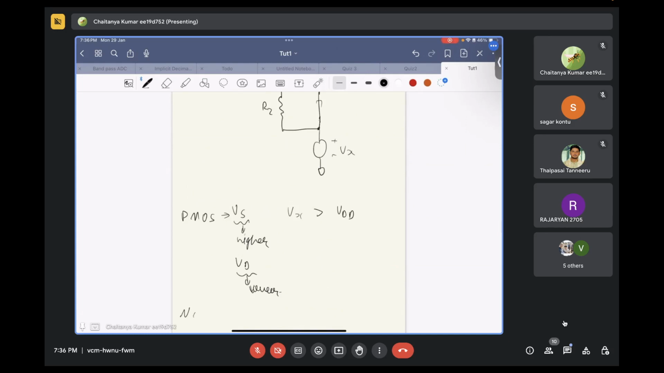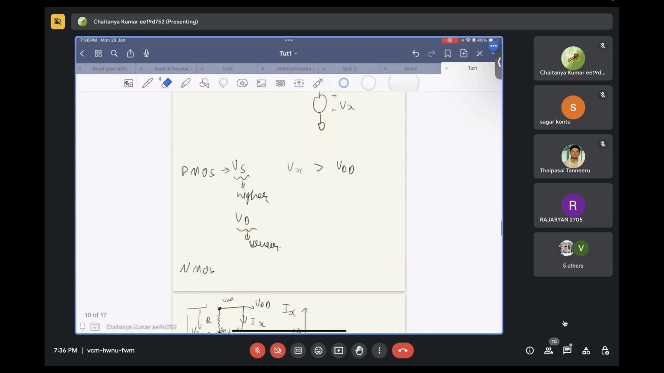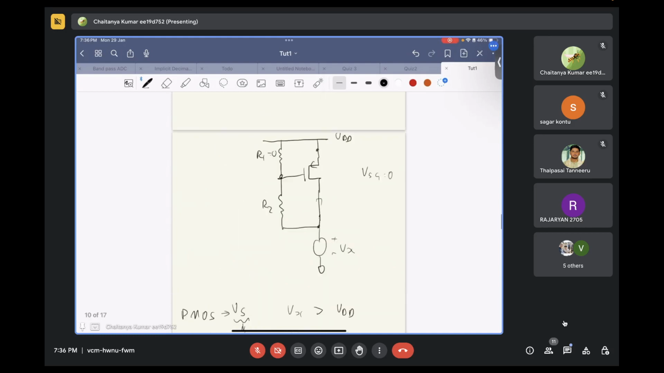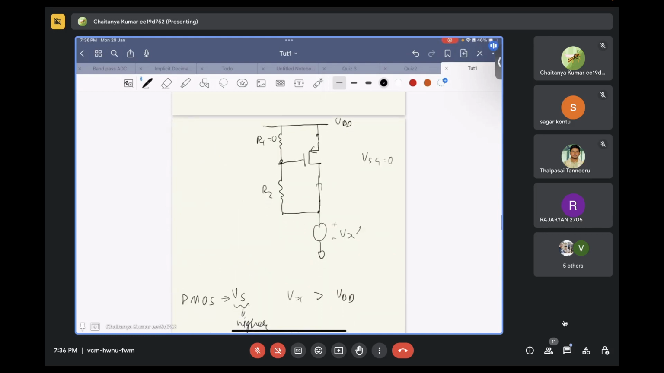For NMOS, source is always the lower voltage, and drain is always the higher voltage. You get my point? So, let's say if Vx becomes greater than VDD, in that case, although the arrow shown in this figure is on the top, since this voltage has now become higher, your source will become this particular thing and your drain will become this particular thing.